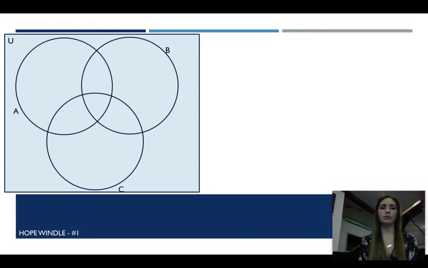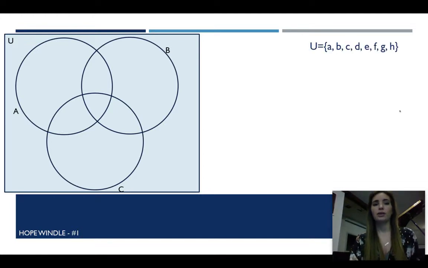And we start out with a rectangle that contains the universe, and the universe is going to be all the elements or members allowed into consideration for the sets. And then we're going to arrange each set by each circle, and sometimes they overlap. Now, our universe is going to contain A, B, C, D, E, F, G, and H.